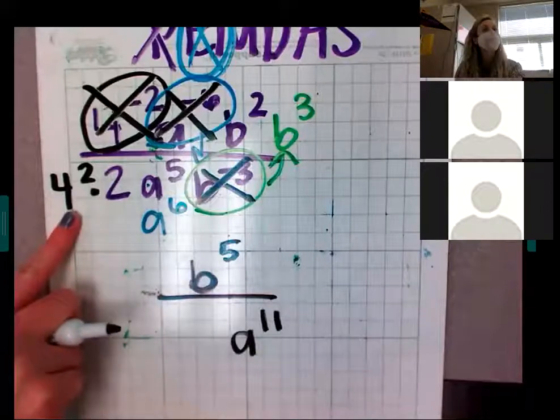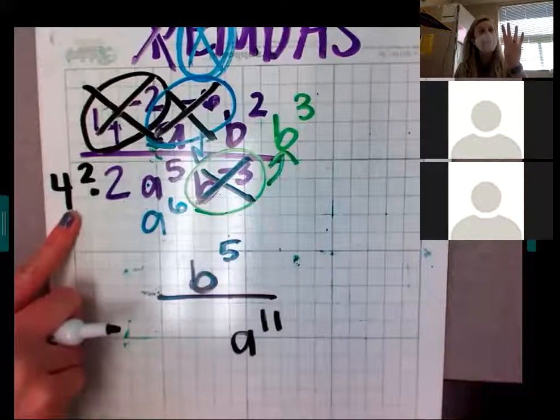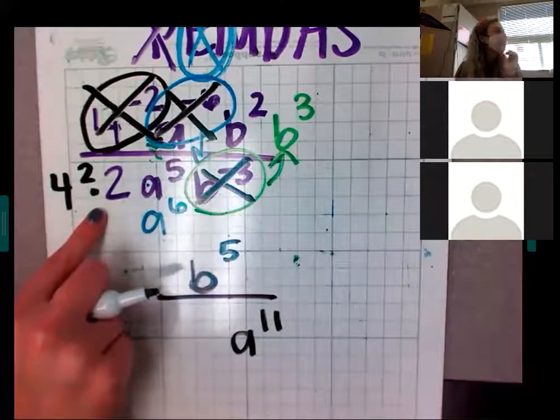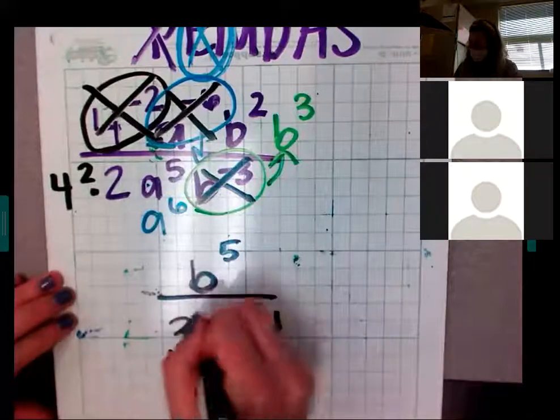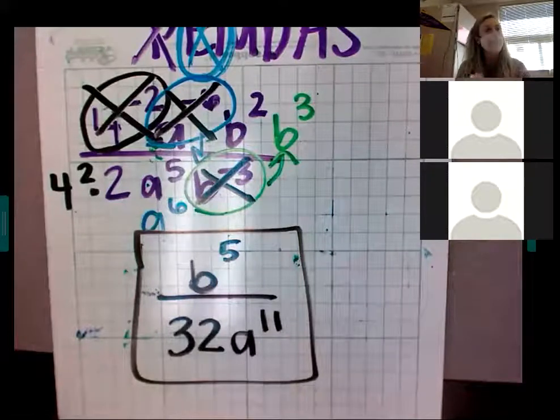What's 4 squared? 16. Good. Do not tell me 8, Michael. It's 16. 4 squared means 4 times itself, 2 times. 4 times 4 is 16. Y'all, what's 16 times 2? There we go. You should have gotten b to the 5th over 32a to the 11th.